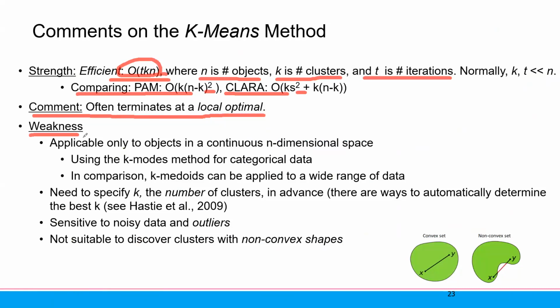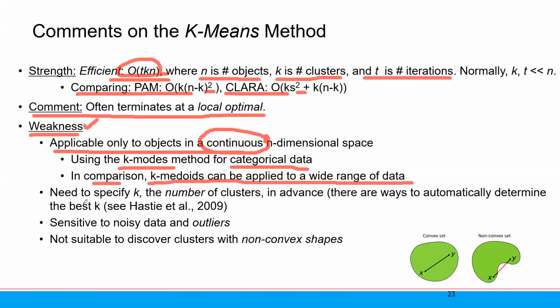Another weakness is that it is applicable only to continuous data, only to numbers, numerical data. What about categorical data? Yeah, we need to apply another algorithm. We call it k-modes. So I will not explain k-modes here. And we need to compare with another algorithm. We call it k-medoids. So k-medoids is usually applied to many other data.